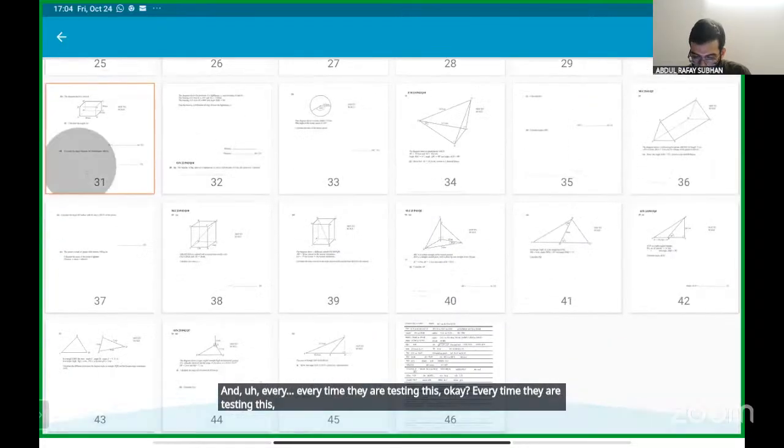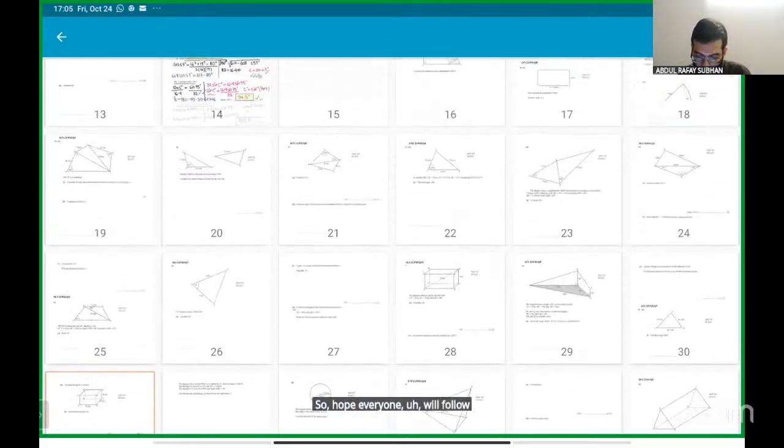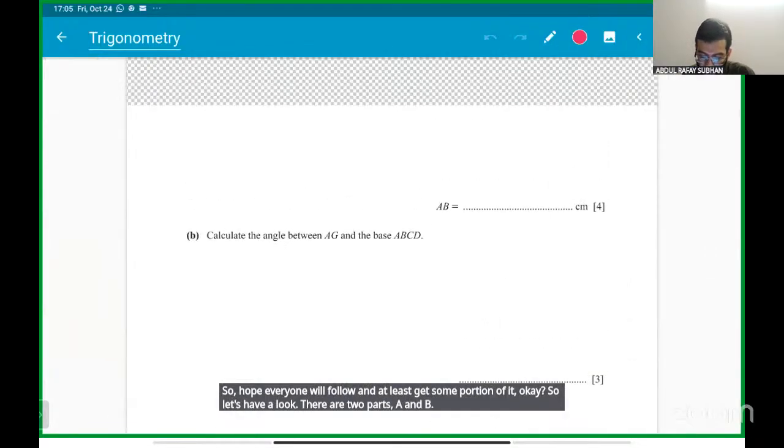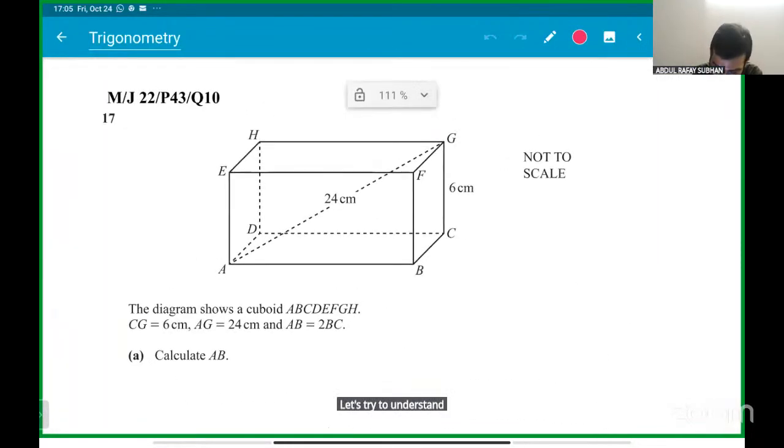So hope everyone will follow and at least get some portion of it, okay. So let's have a look. There are two parts, A and B. Let's try to understand this 7 mark question, okay.